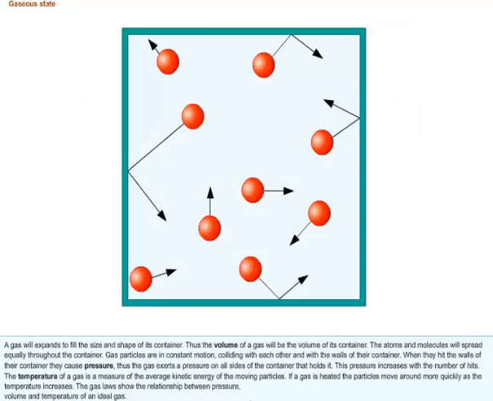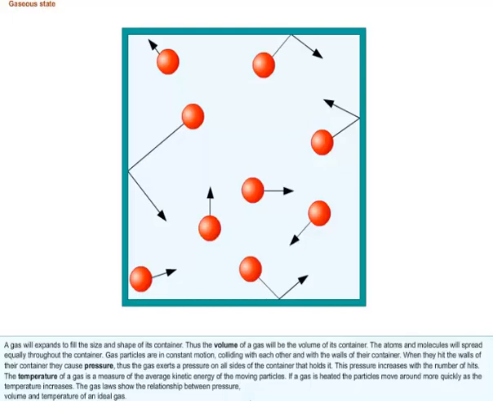A gas will expand to fill the size and shape of its container. Thus, the volume of a gas will be the volume of its container. The atoms and molecules will spread equally throughout the container. Gas particles are in constant motion, colliding with each other and with the walls of their container. When they hit the walls of their container, they cause pressure. Thus, the gas exerts a pressure on all sides of the container that it holds. This pressure increases with the number of hits.